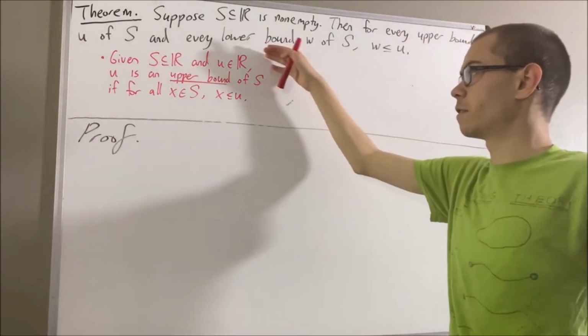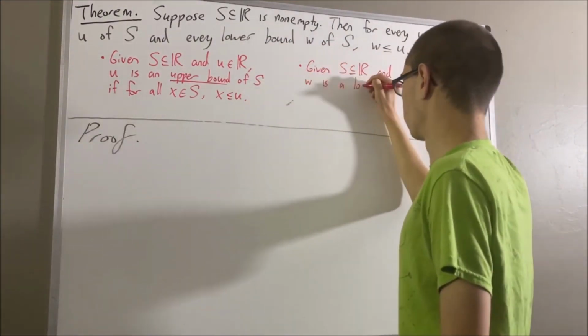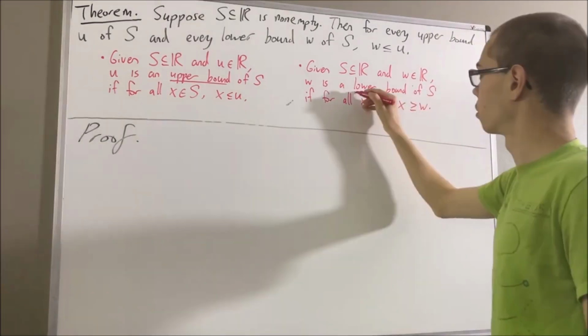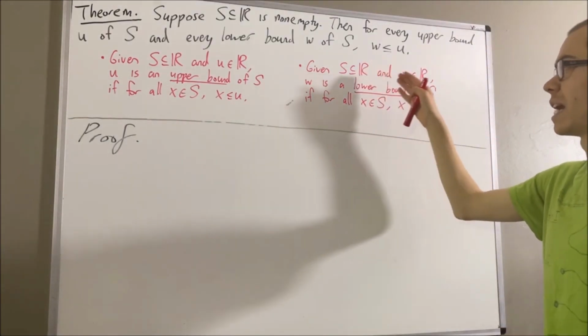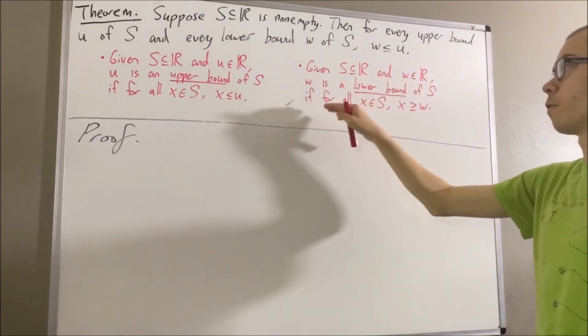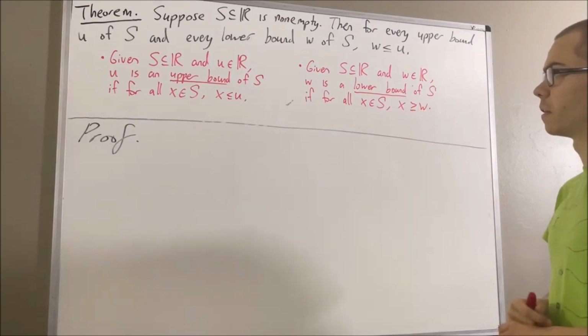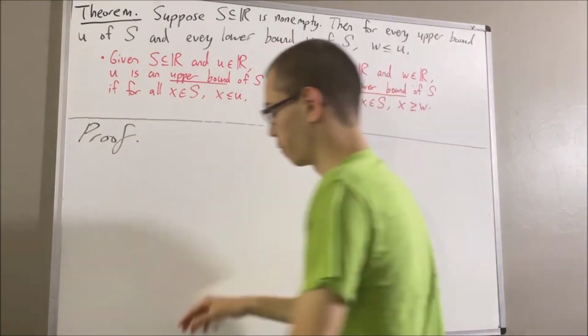As for our definition of a lower bound, we define it as follows. Given any subset of real numbers S and real number W, we say that W is a lower bound of S if, for all elements X in S, X is greater than or equal to W. Okay. So now let's get into the proof.